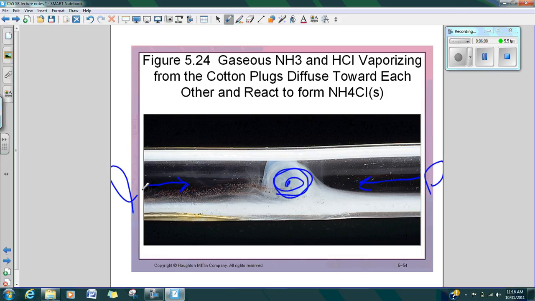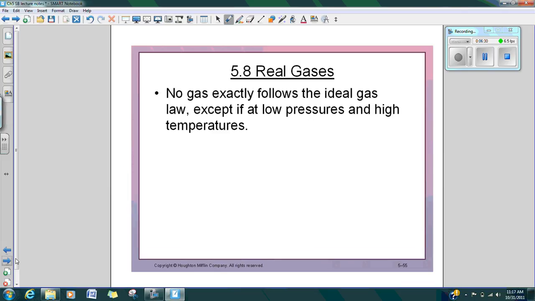Now, these gases are both going to be moving at different velocities. So if you want them to reach a certain point at a certain time, you're going to have to factor in the distance that they have to travel and the speed at which they are going to be traveling. Again, they are doing all sorts of collisions along the way.